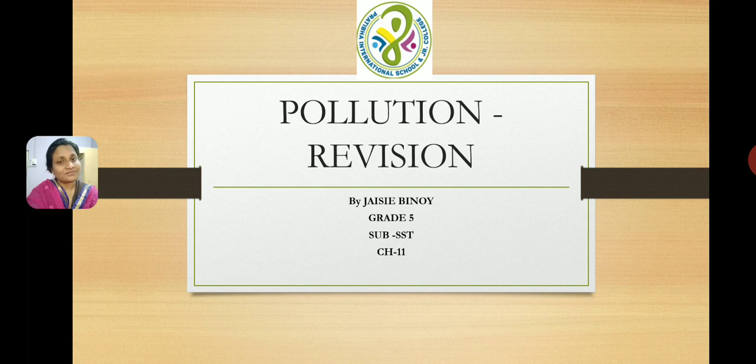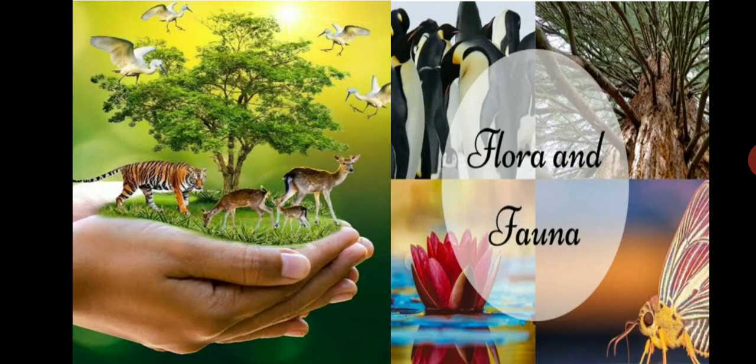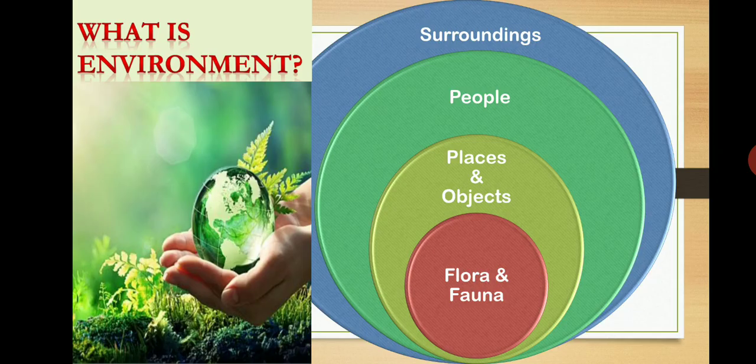All right. So today let's revise chapter 11 from our SST textbook, pollution. Now, what is pollution and what are we going to do about it? What does it consist of? These are the questions that we're going to revise. So, where does pollution start from? For that, first we need to know what is our environment. So, what is environment?